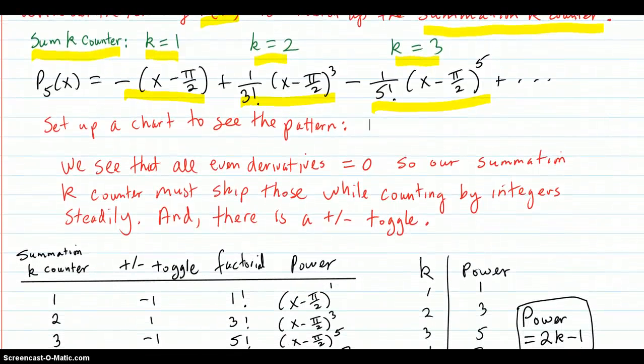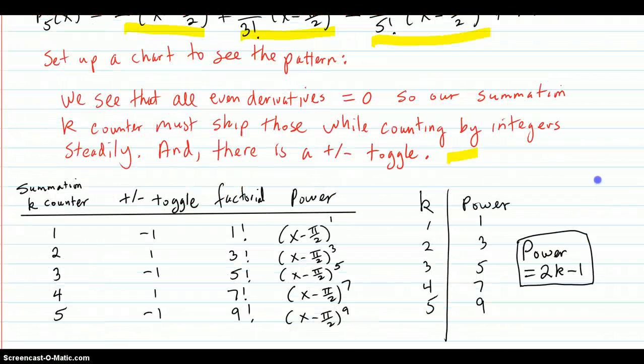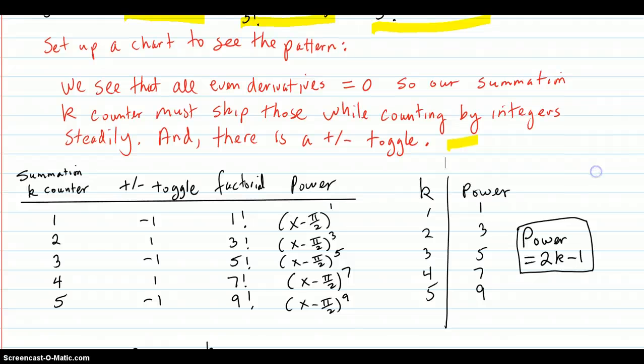Okay, so I just said what I said there. Right here, here's our chart. Here's your summation k counter. Now that has to go steady by integers, and all the skipping that has to get done has to be done by some function of that counter. Here's the -1 toggles that went on. Here's the factorials that went on in the coefficients. And here's the powers.